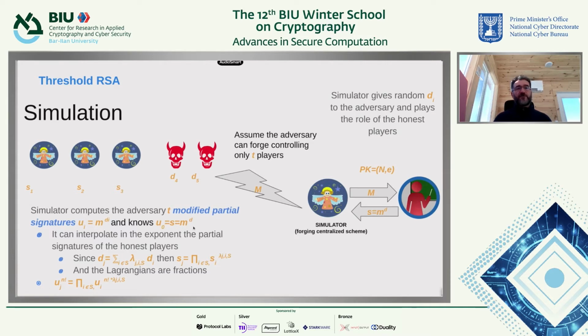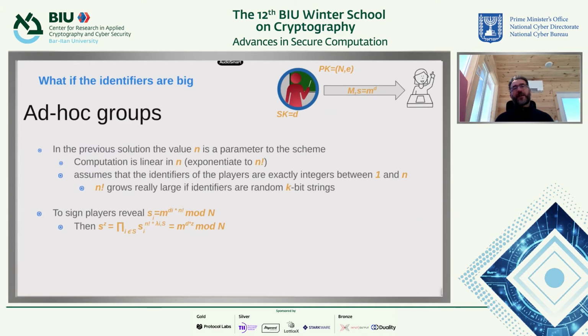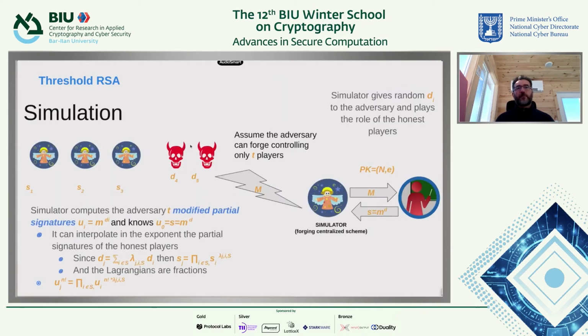The adversary knows these values. It knows this value because it gets it from the oracle. It knows these values because it knows the di. And now it can interpolate in the exponent by multiplying by n factorial. And that gives it exactly m to the di to the n factorial, which is si. So by defining the partial signatures as m to the di to the n factorial, we're able to get the simulation to work. Any questions?